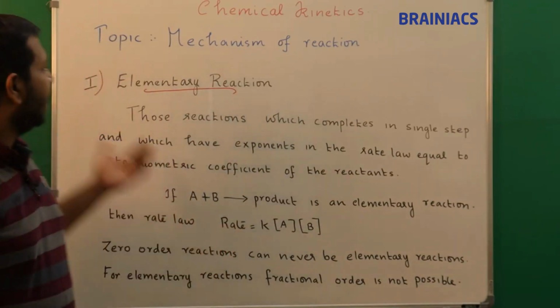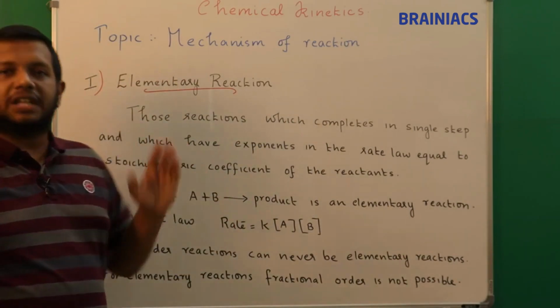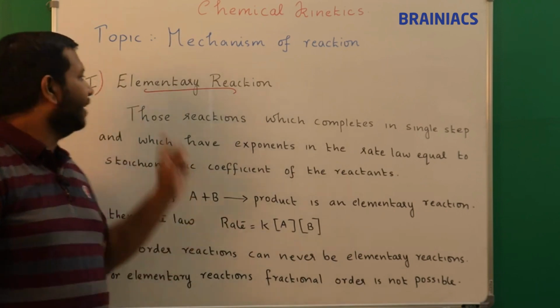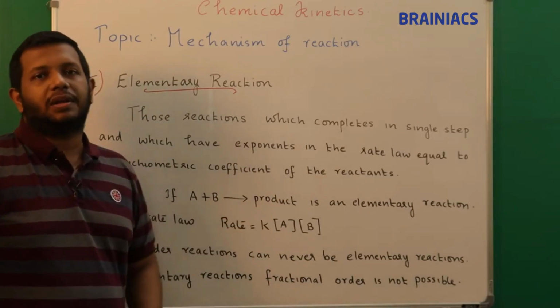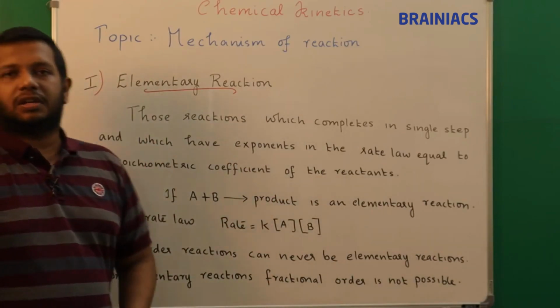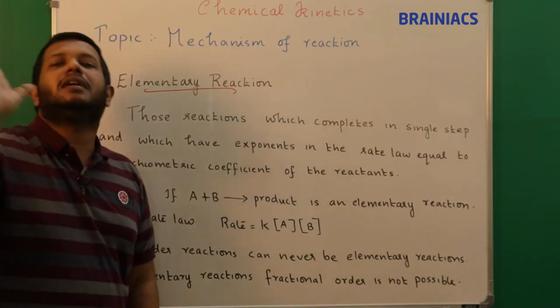Based on that, the mechanism of the reaction can be of different types. First we will generally categorize this into two. One is the elementary reaction and the next one is the complex reaction. We will come to that. So what is an elementary reaction? Elementary reactions are those reactions which complete in a single step.